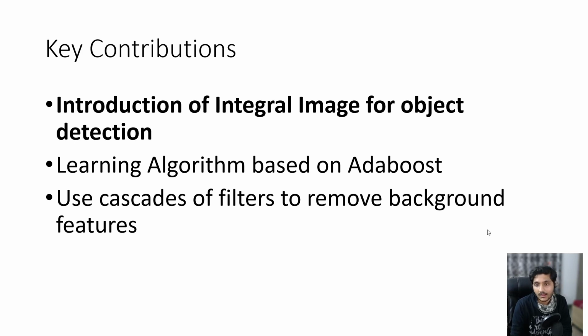And the third point is they use a cascade of filters, right? So cascade of filters means one filter on top of another and so on. So there are stages of filters and that's what we call a cascade. We use this cascade of filters to remove background features. So suppose my face is just the basic foreground and everything else is the background. So you use these cascade filters to remove the background features.